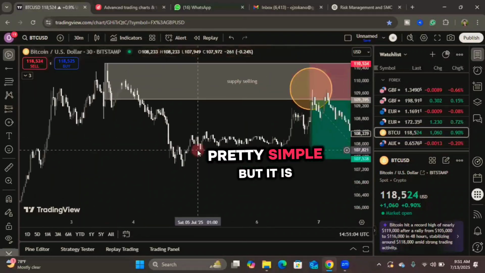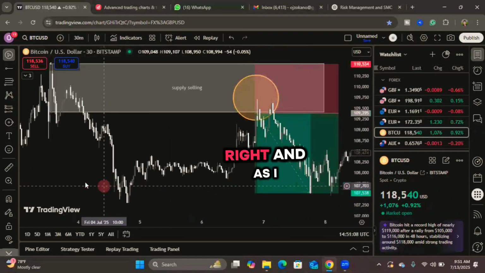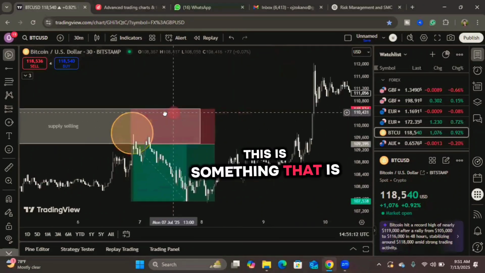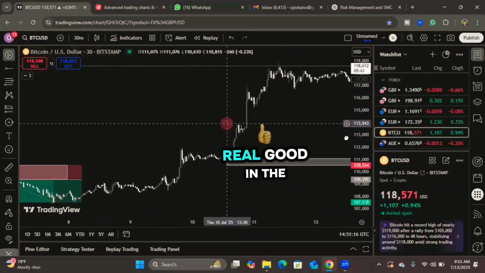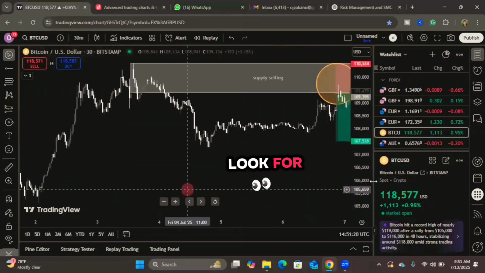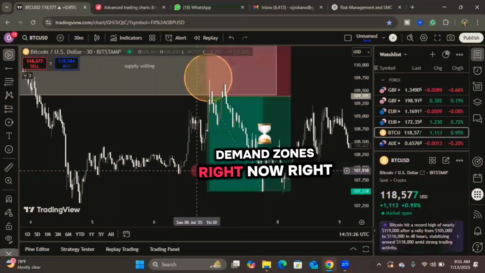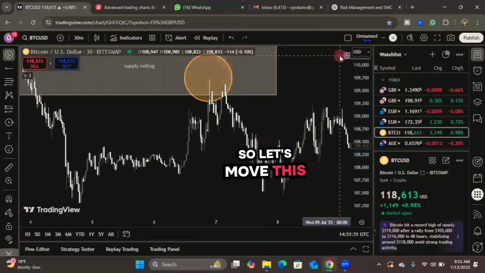Pretty simple, but it is really effective, right? And as I said, guys, this is something that is simple, simple, simple, and it works really well in the markets. So we'll just look at demand zones right now. Let me move this real quick.